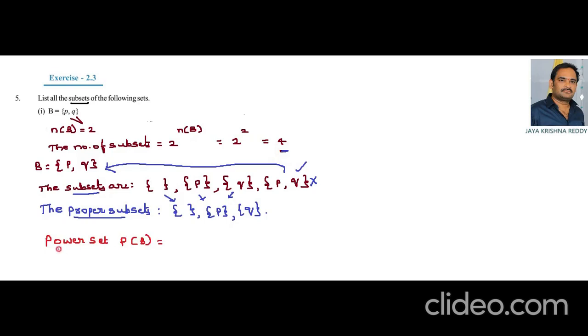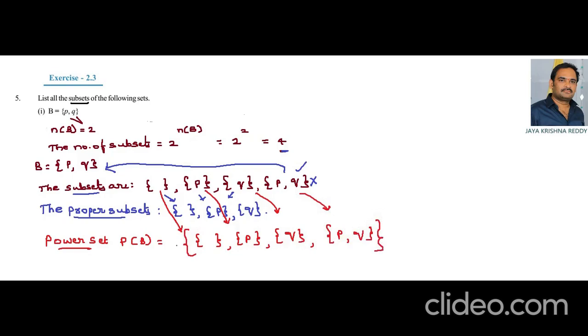If we have to write the power set of the given set B, you have to write all the subsets, means all the 4 subsets. The empty set, the single element sets P and Q, and this one also. You have to write all the 4 subsets and keep them in another set. So this is the power set of set B. Subsets means you write all the 4 subsets, proper subsets means only 3, and power set means you write all the 4 subsets in another set.